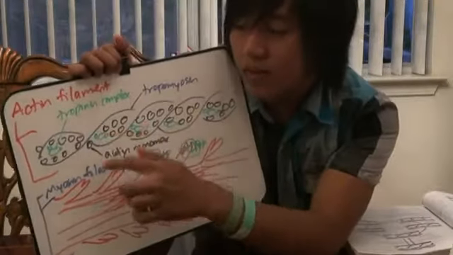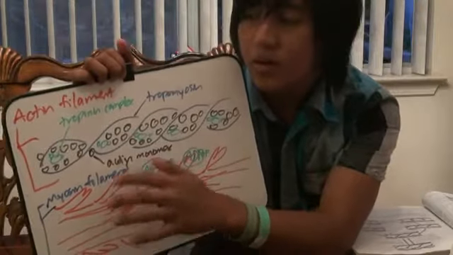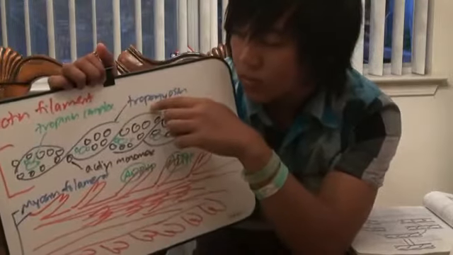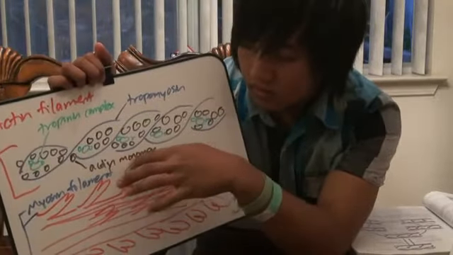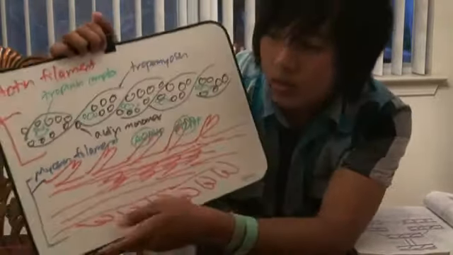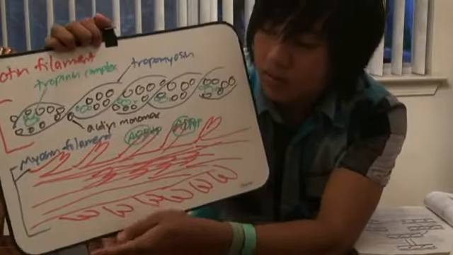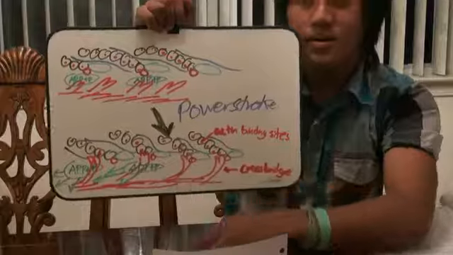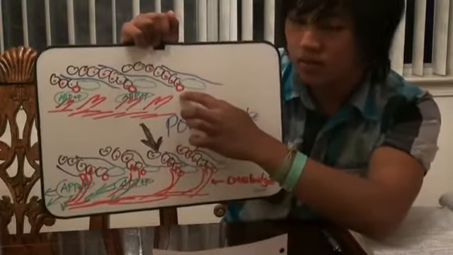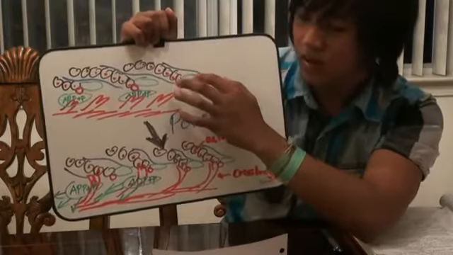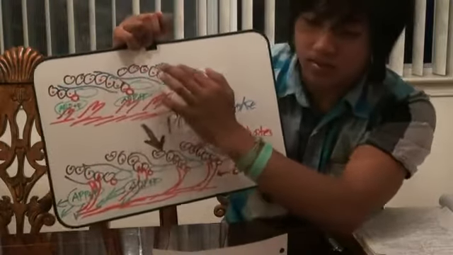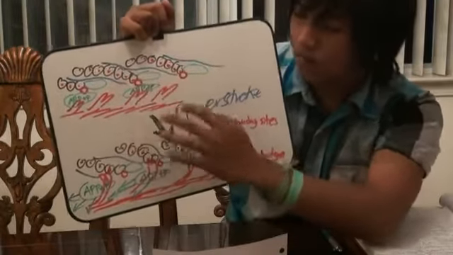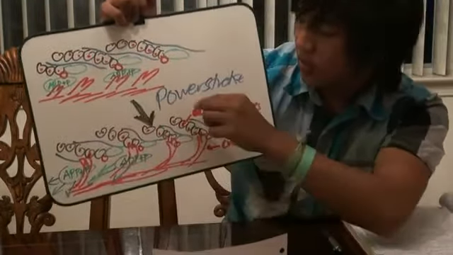This is an actin filament, and this is a myosin filament. The actin filament is composed of the troponin complex, tropomyosin, and the actin monomers. The myosin filament is made of myosin molecules, and these here are cross bridges. The calcium ions bind to the troponin complex, pulling the tropomyosin aside and exposing the actin binding sites. The myosin cross bridges then link to the actin binding sites and pull the actin filament, resulting in a power stroke.